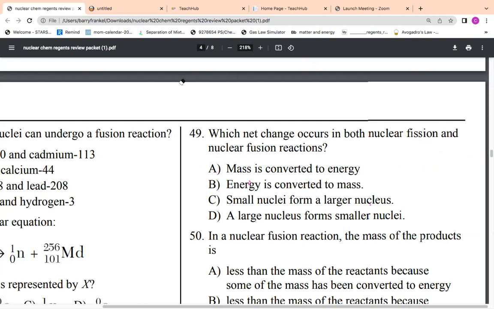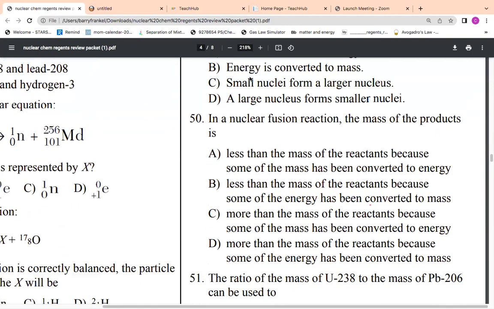Alrighty. Okey dokes. Number 50. This kind of goes back into what we were just saying.